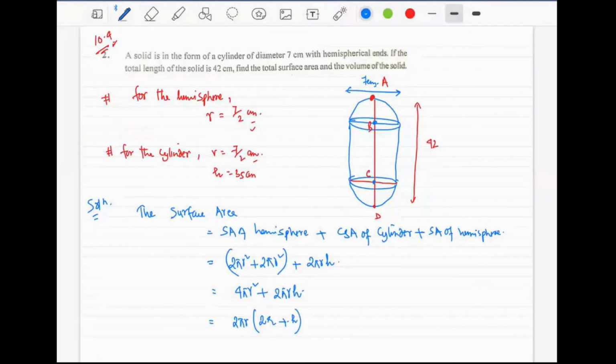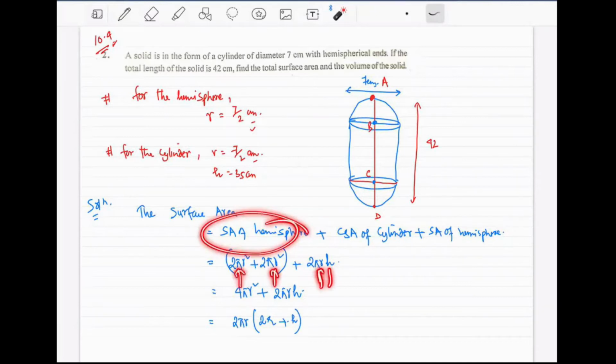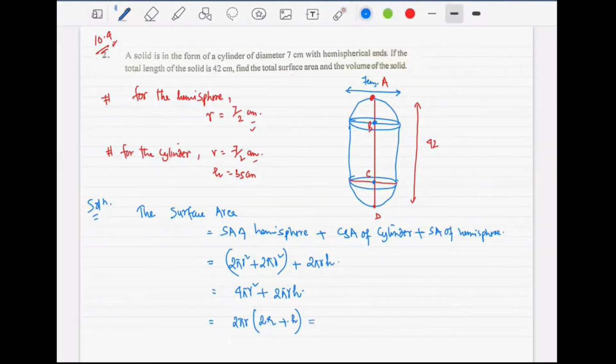Okay, this is just for the formula's sake. You can find out the surface area by putting the value of r and h here, but that way it becomes very long and the calculation becomes a little complicated. So we take the formula together first, take a common factor, and then we will put in the value now. So put in the value.